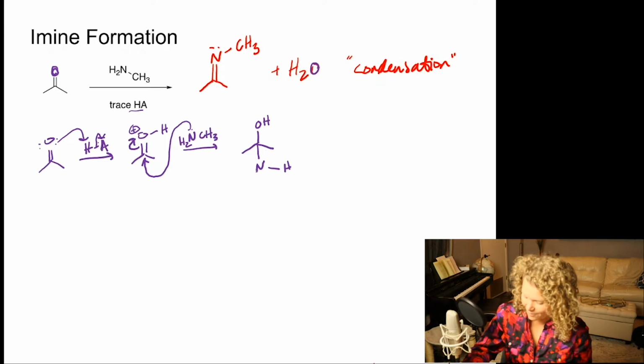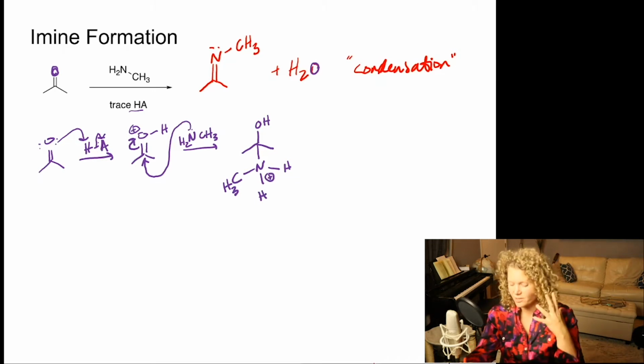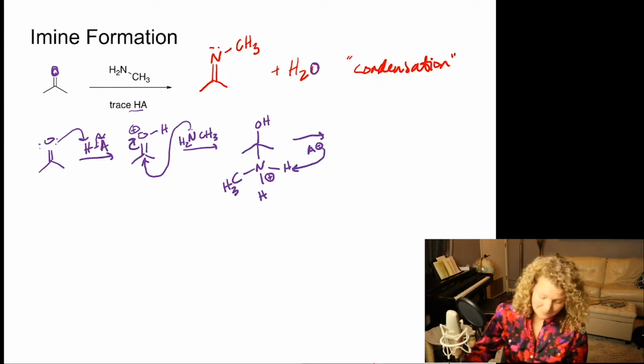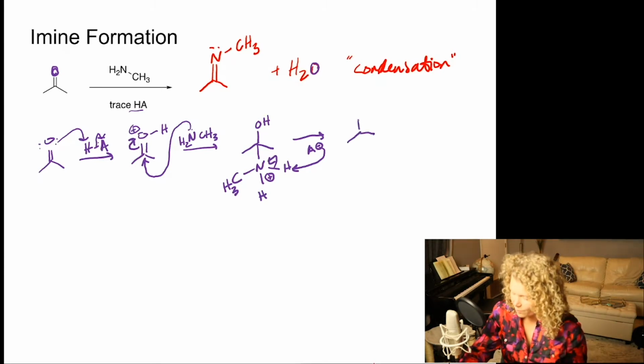We have our methylamine, and it still has 2 protons on it, right? It still has these 2 hydrogens, which are now extremely acidic. Our conjugate base that's present can deprotonate this. And what we have here is what we call a hemiaminal.